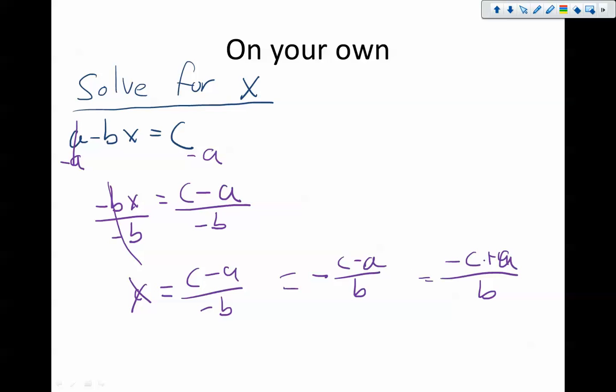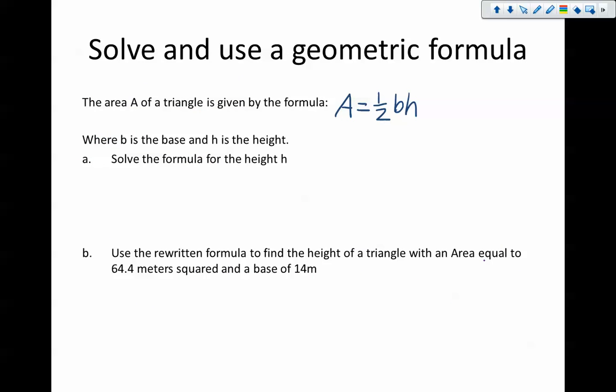All right. Again, if you've got questions, make sure you seek out your teachers, but let's go ahead and go to the last example set here. We're going to use a geometric formula now. So the area A of a triangle is given by this formula, A equals 1/2 BH, where B is the base and H is the height. So we want to solve the formula for the height, H. So we're getting this term over here by itself.